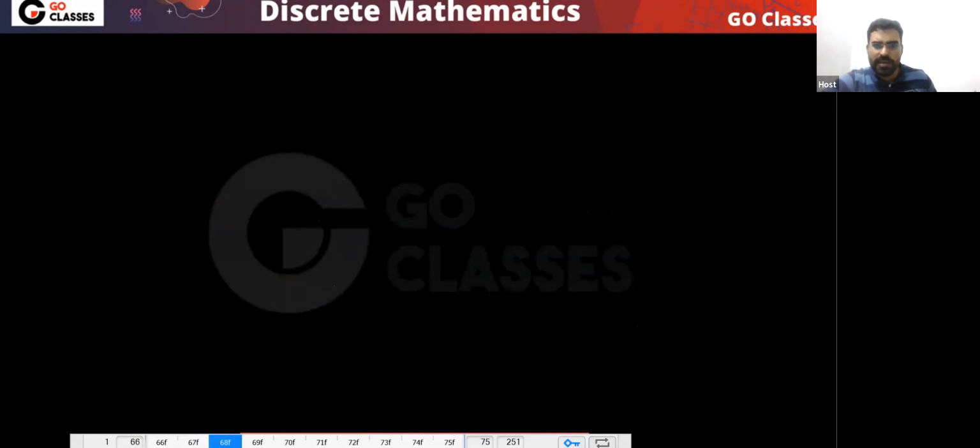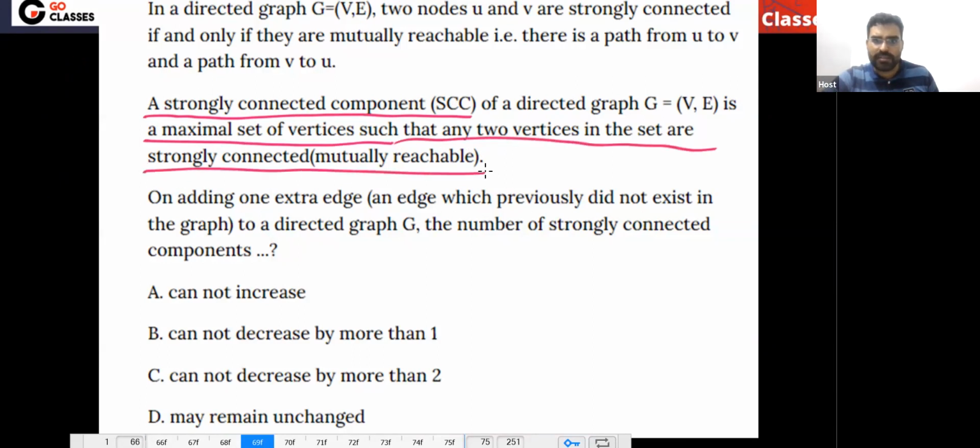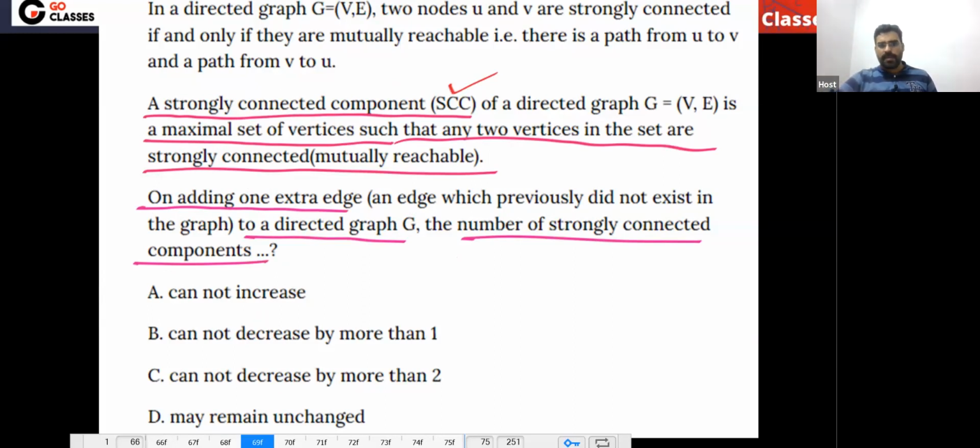Now, the same question, let me ask for a strongly connected component. You know the definition: a strongly connected component is a maximal set of vertices such that any two vertices are mutually reachable. Now the question is: on adding one extra edge, which previously did not exist, to a directed graph, can the number of strongly connected components increase? Is it possible?